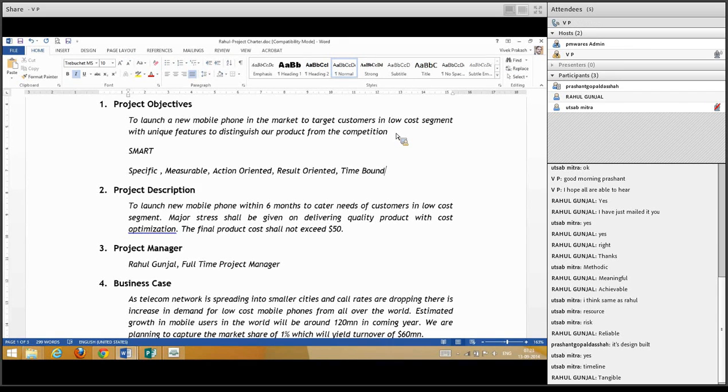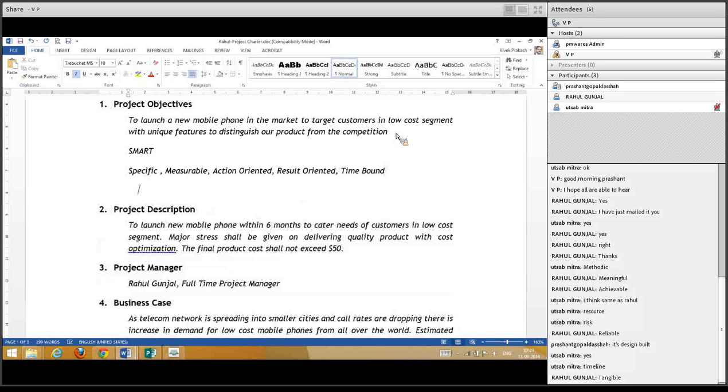Actually, Rahul, what you have told is also one of the explanations. Some people say it is specific, meaningful, achievable, realistic, and tangible. Okay, this is another explanation. That's not the right explanation.